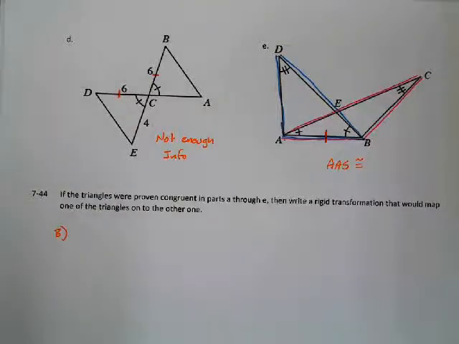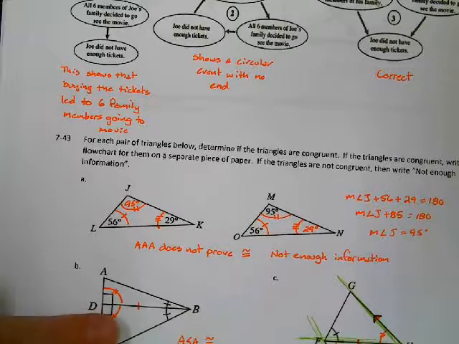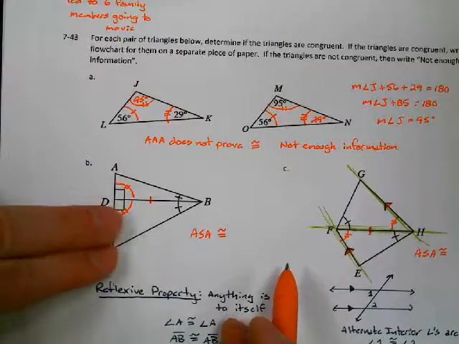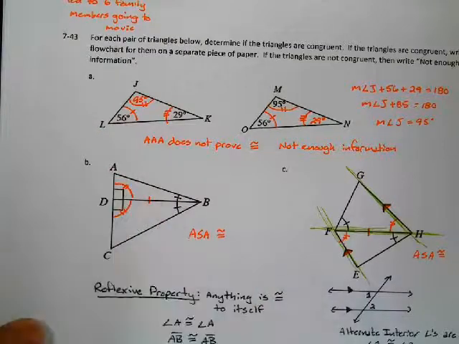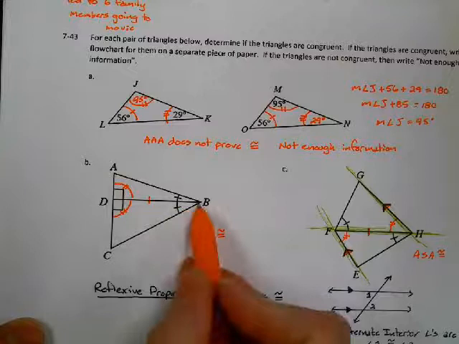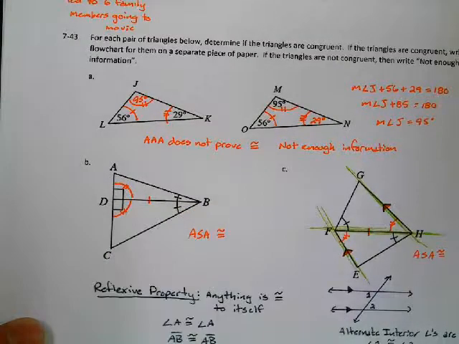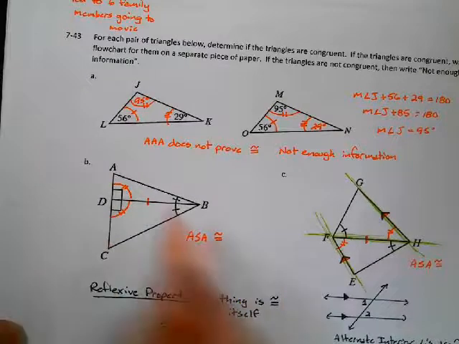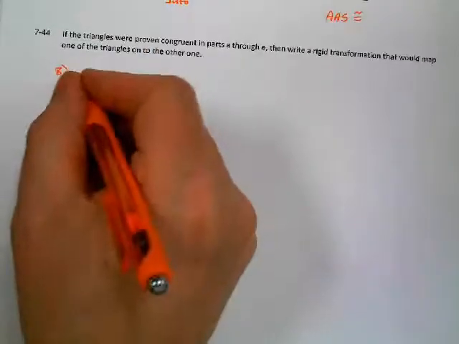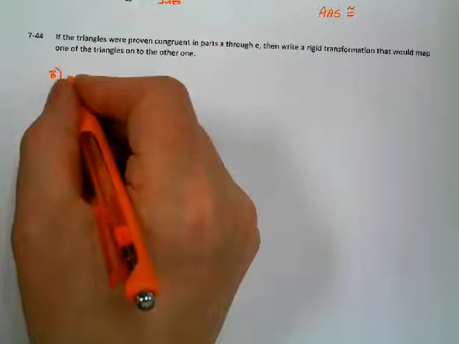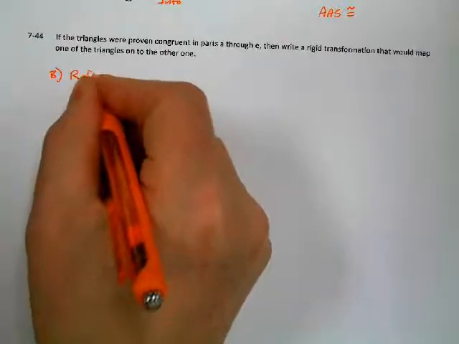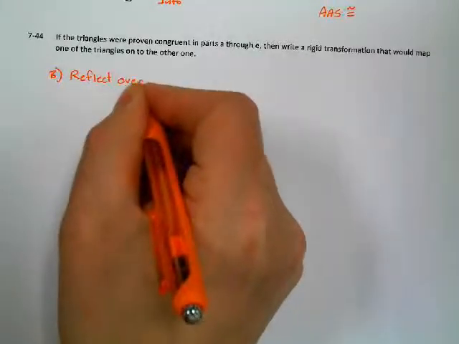So here's B. So if I want to match up everything, all I would have to do is reflect over this line right here. I would just pull this one, flip it. I'd take this one and flip it, and then this one would be on top of that one. So a reflection over DB would map this triangle on top of that one. Or I could take the top one and reflect it down over DB, and they'd be on top of each other. So I'm going to say that in order to get B on top of the other one, that I would reflect over BD. And that would put one of them on top of the other one.